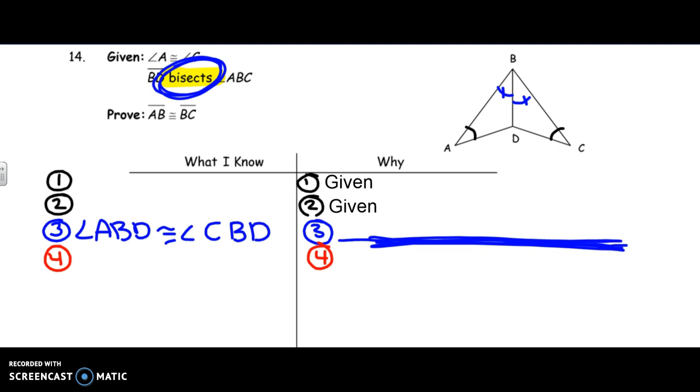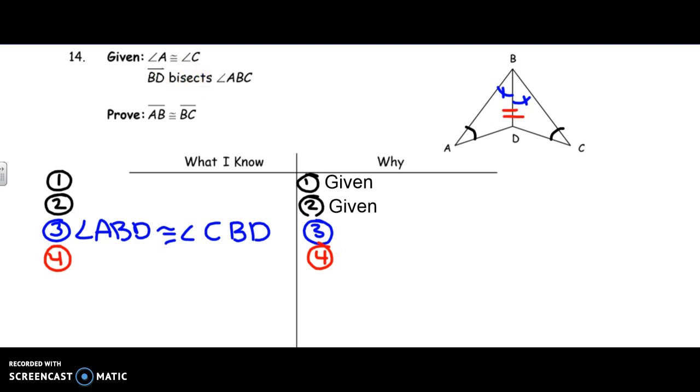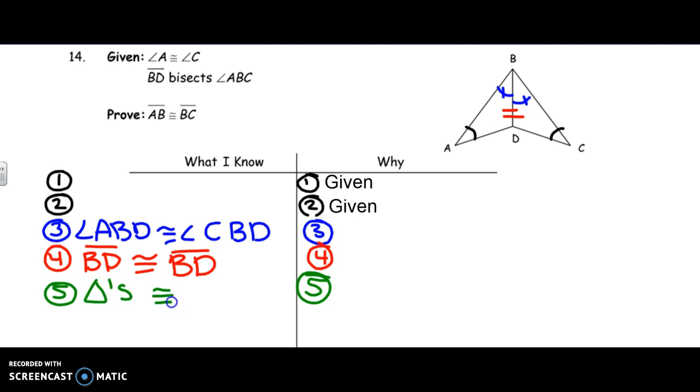Well, now let's look at what would happen with the 4th line. Pause this and see if you can figure it out. Did you notice that even though you weren't told anything else, you still know something else? You know BD is congruent to BD, and that's because it's reflexive. Reflexive will only ever be for a segment. So now that I know I have all those parts congruent, it looks like the triangles are congruent because of angle, angle, side.